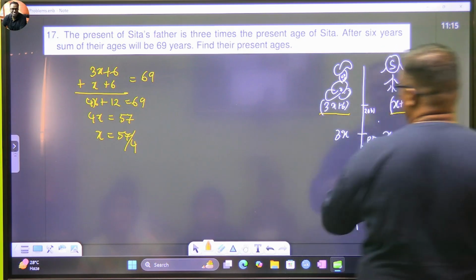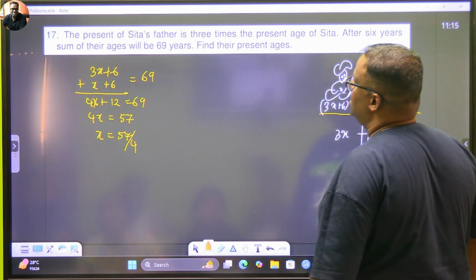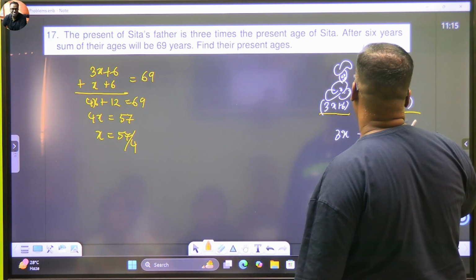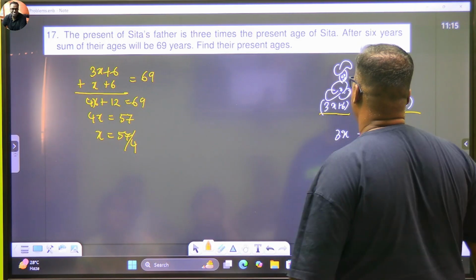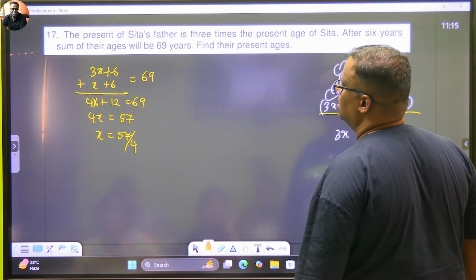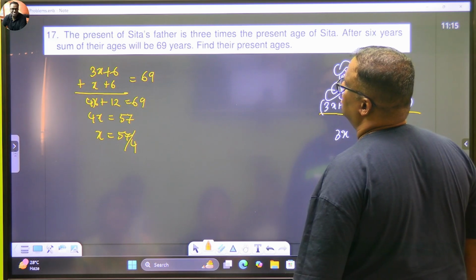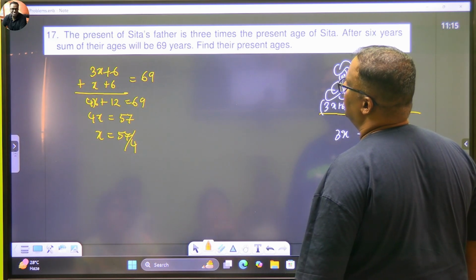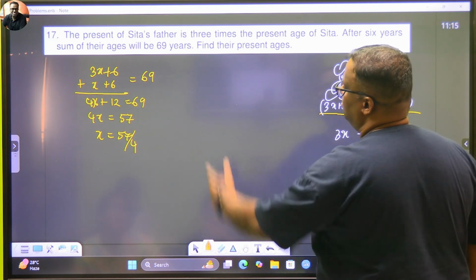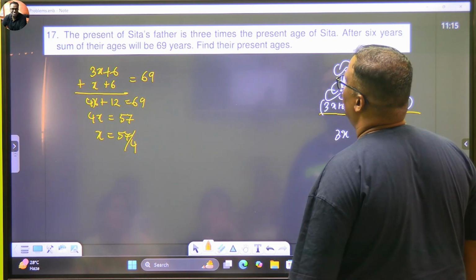3 times x, 3x. After 6 years, this becomes x plus 6, this becomes 3x plus 6. The sum of their ages will be 69. So this is what we have done. So 57 by 4 we are getting as the value of x. Find their present ages.